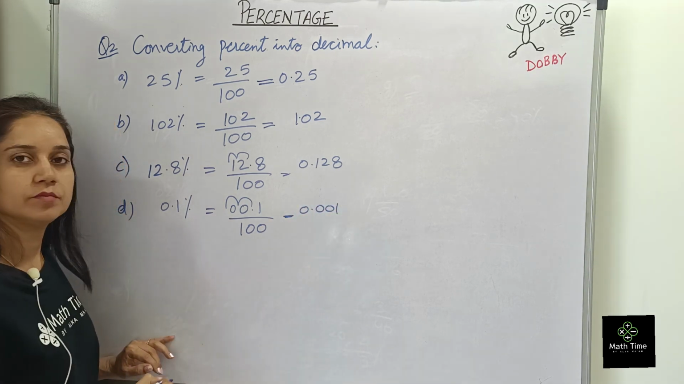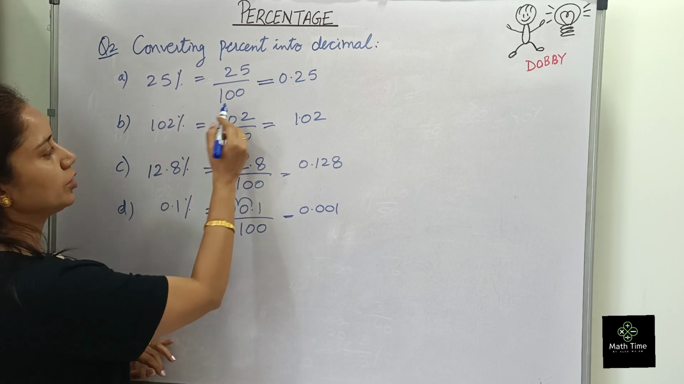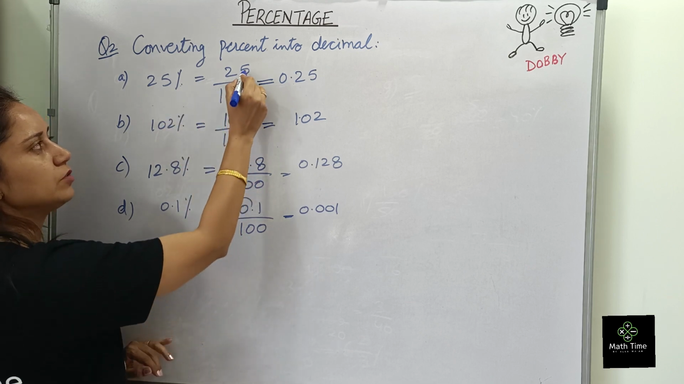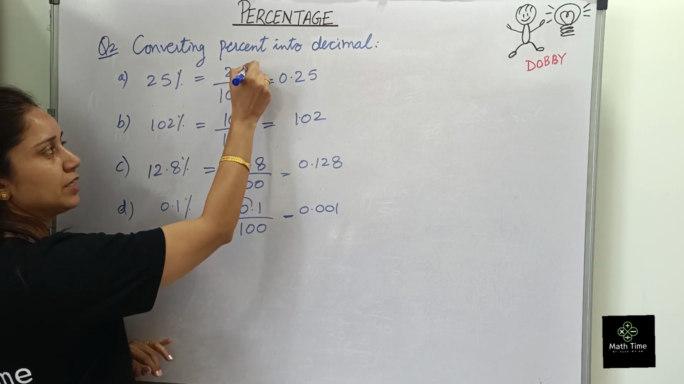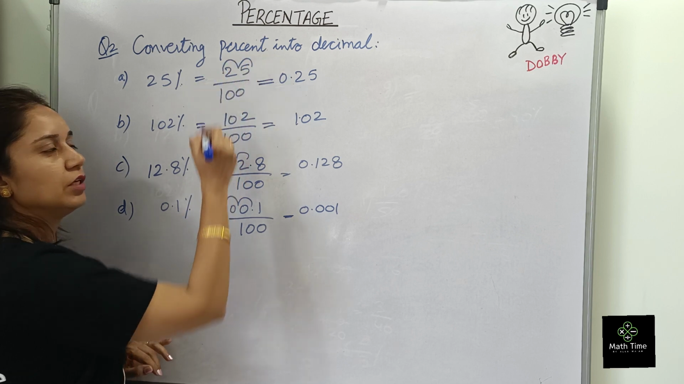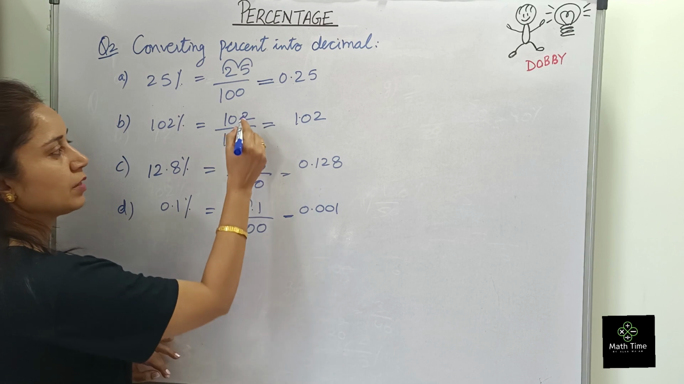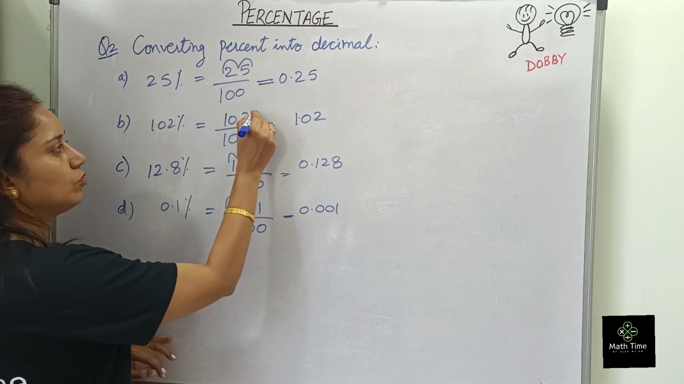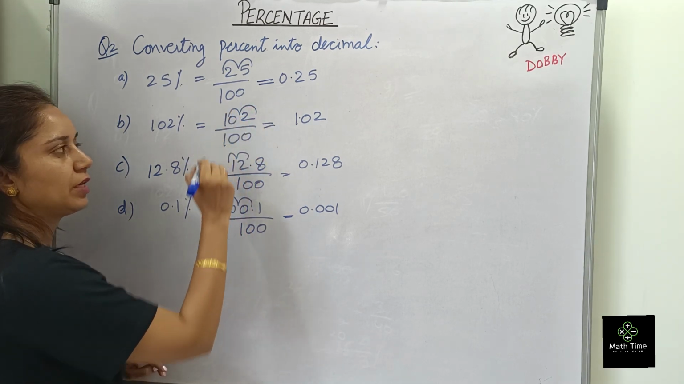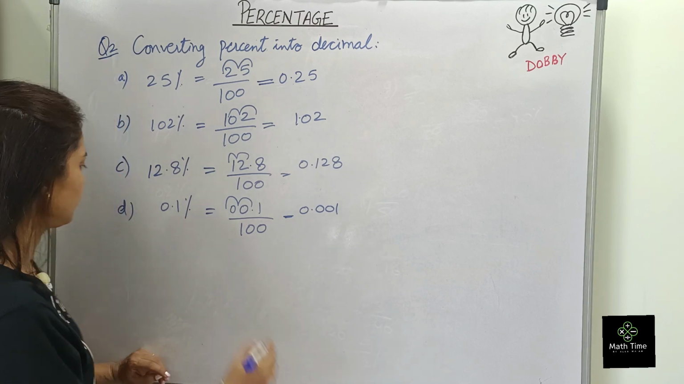It becomes 0.001. Here in the first question, how was it? 25 at the 100 place, 1, 2. 2 decimal places. The decimal is at the last now. Where there is no decimal place, that means the decimal is at the last. In the second part also, 1 place, 2 place. So the decimal comes after 1.